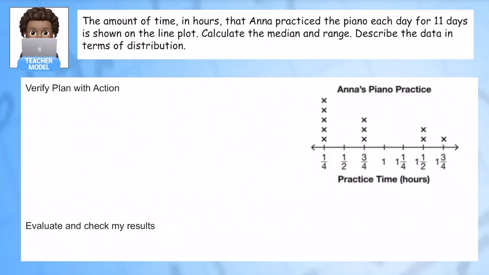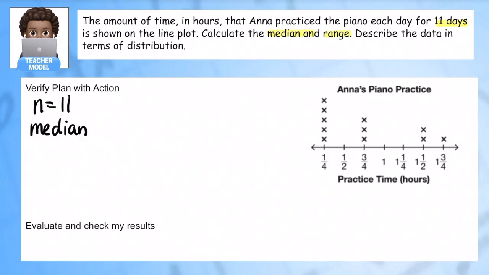The amount of time in hours that Anna practiced the piano each day for 11 days is shown on the line plot. So 11 days is our N. Calculate the median and the range, describe the data. So if our N is 11, our median is definitely an odd number, so it's going to be one number in the middle, will probably be the 5th and the 6th number is my guess.